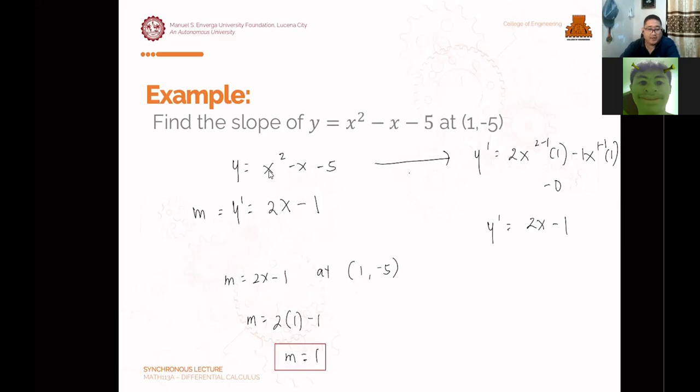Question for this kind of problem? Sir, ano po yung itsura niya sa graph? Sa graph. Okay. Ano ba yung graph niyan? Sige, pwede natin i-graph yan.